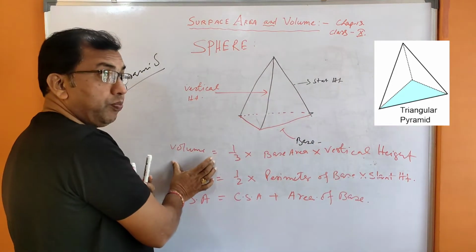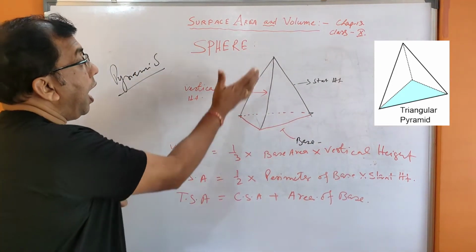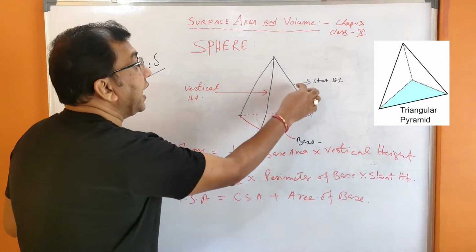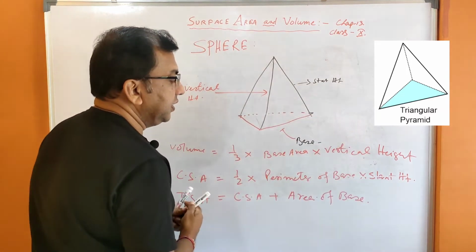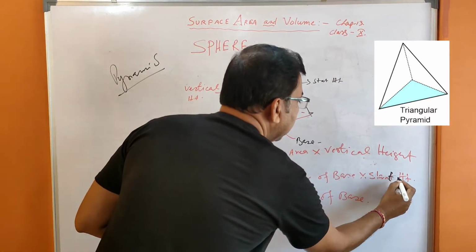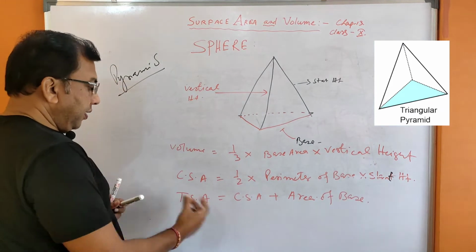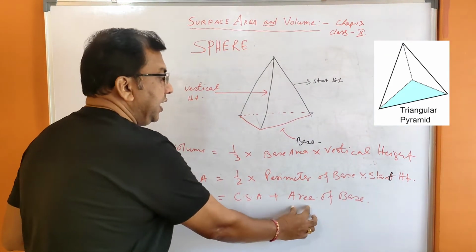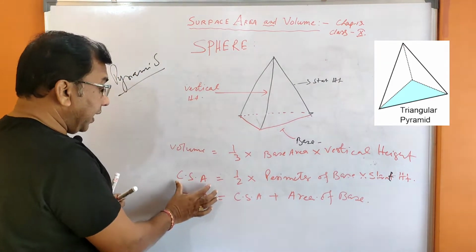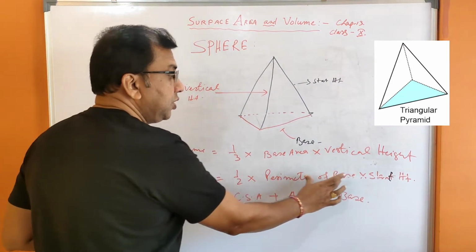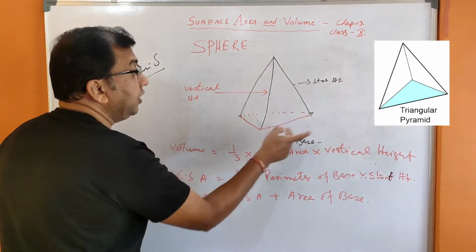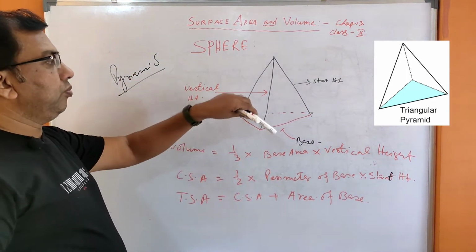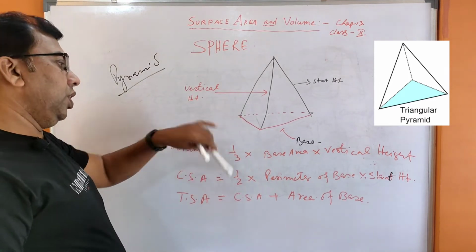That is the volume. In case of curved surface area, it is half of the perimeter of the base into slant height. This is the perimeter of the base, this is the slant height. Okay. And total surface area will be curved surface area plus area of base. Total surface area, that means curved surface area, half of the perimeter of the base into slant height, plus area of the base. This is the total surface area. So apply this formula in your problems, it will be easy.